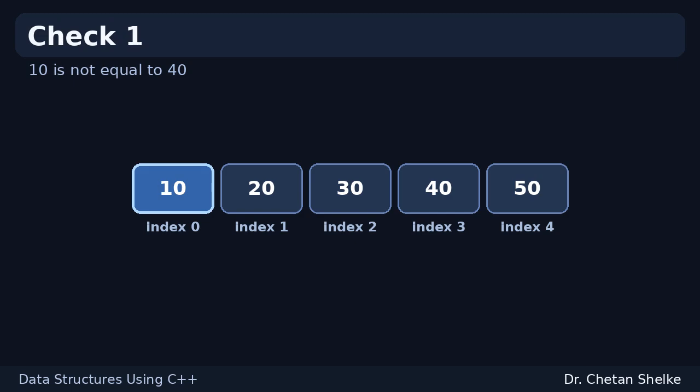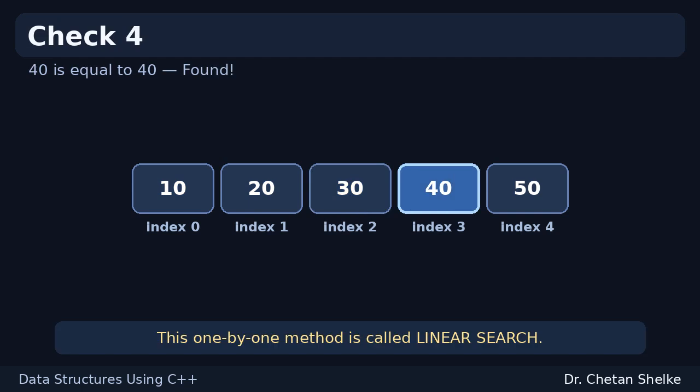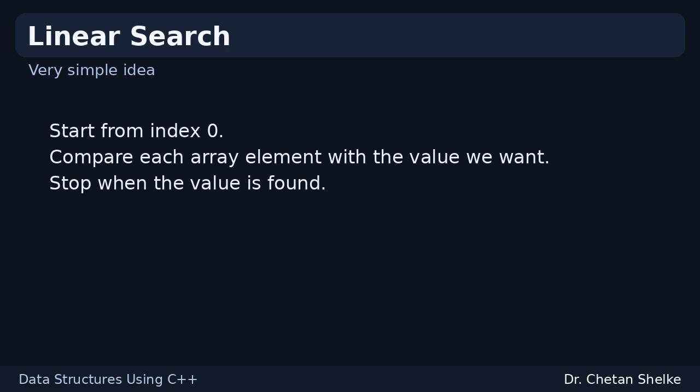Today we will learn a simple concept: how to search an element in an array. Now students, suppose I have the numbers 10, 20, 30, 40 and 50, and I ask you, is 40 present in the array? You will check one by one, correct? So firstly you will check, first 10 is not equal to 40, 20 not equal to 40, 30 not equal to 40, 40 yes, found. The same idea is called linear search.